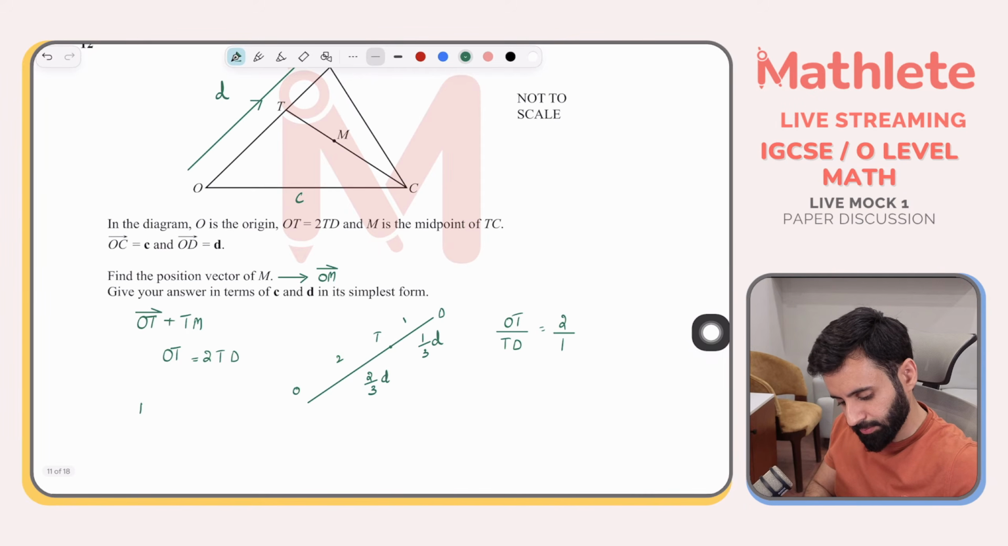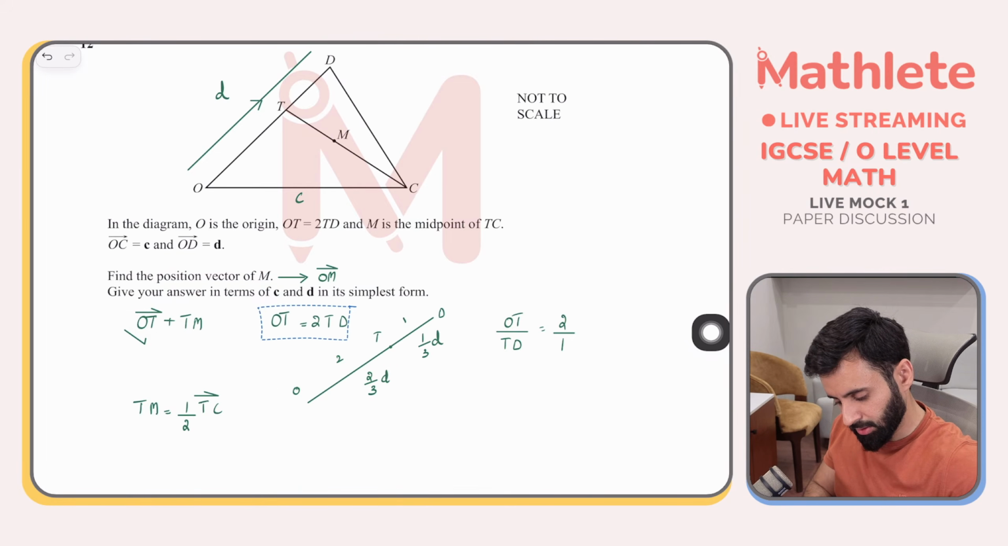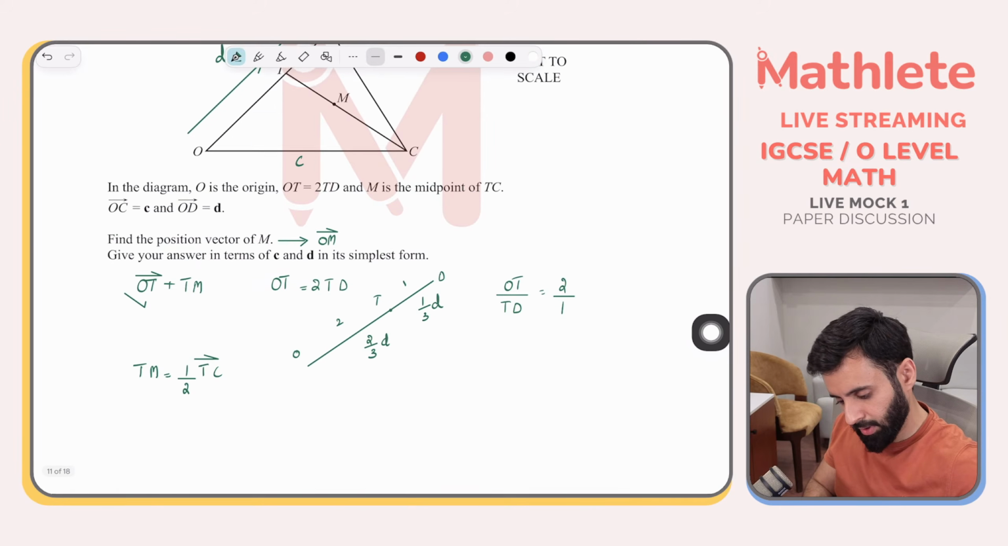TM निकाल लेते हैं. TM will be half of TC. Okay, so OT तो आ गया ना, अब TM पे फोकस करते हैं. TM will be half of TC. Okay, TC क्या होगा? TC निकाल लेते हैं.